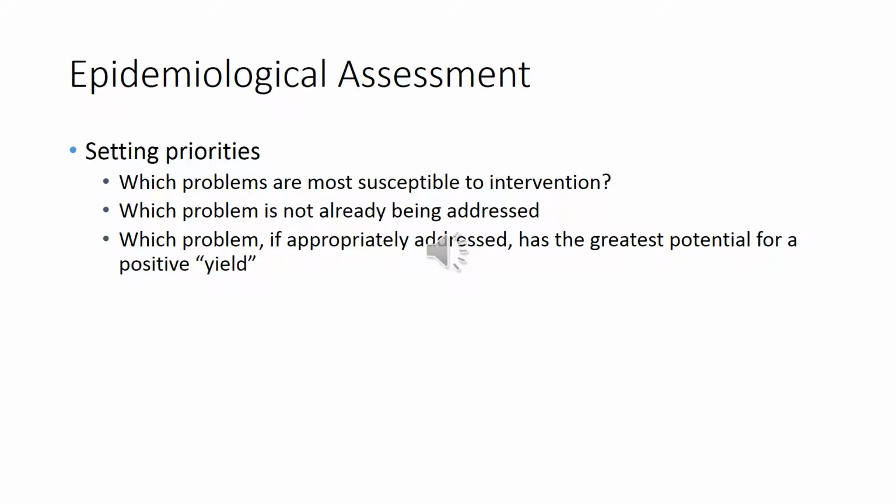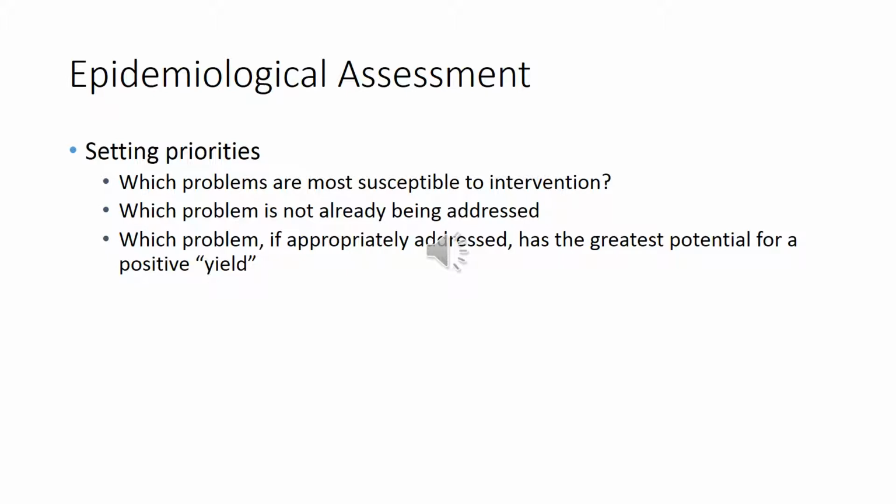So if we're trying to set priorities based on our assessment, even if one disease seems to be a lot more deadly than another, but it doesn't look like intervention would make any difference, then we probably wouldn't go with that problem. We also want to look at what problem is not already being addressed by someone else. And we want to look at which problem, if we address it appropriately, has the greatest potential for a positive yield. In other words, it's going to make a big difference in the number of deaths or the number of people who are ill.